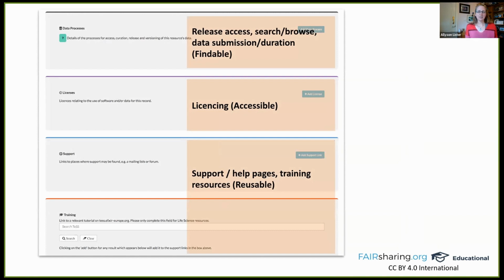You have some additional fields. Remember, most of these are not mandatory. They're just there to help you provide a complete picture of your resource. You can talk about how you submit data and provide links to it. You can say how to download data and how to search and browse your data in the data processes. You provide your licensing in that license section, and you have support and training material links in the bottom half.